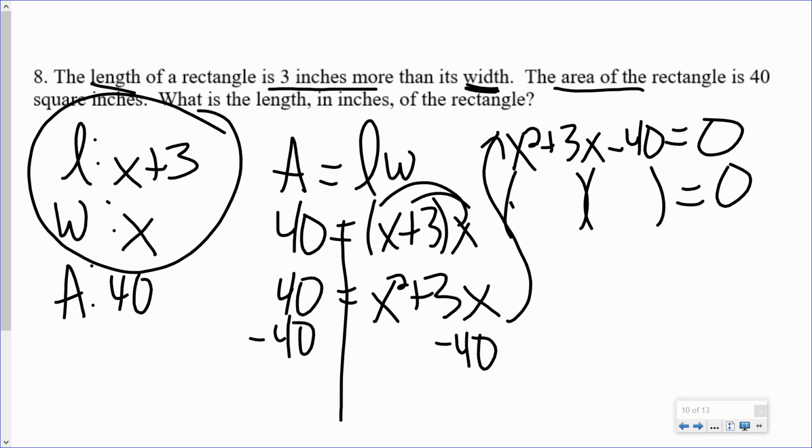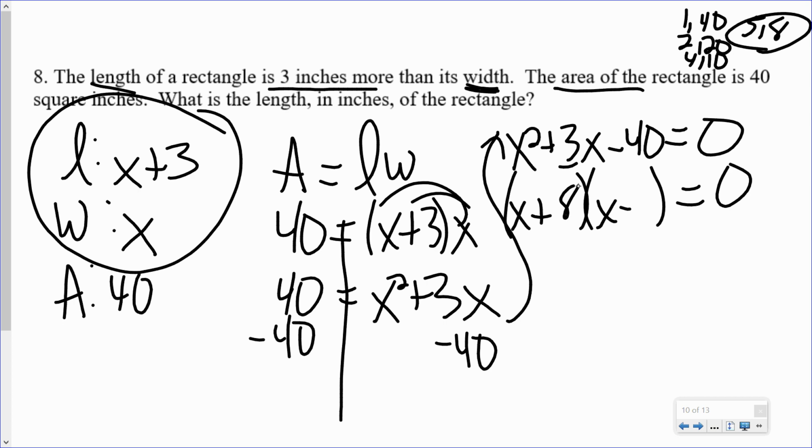Bubbles, factoring. First sign comes down. Positive and negative and negative. What multiplies to 40 and subtracts to 3? 5 and 8. Bigger number goes first. Set each factor equal to 0.